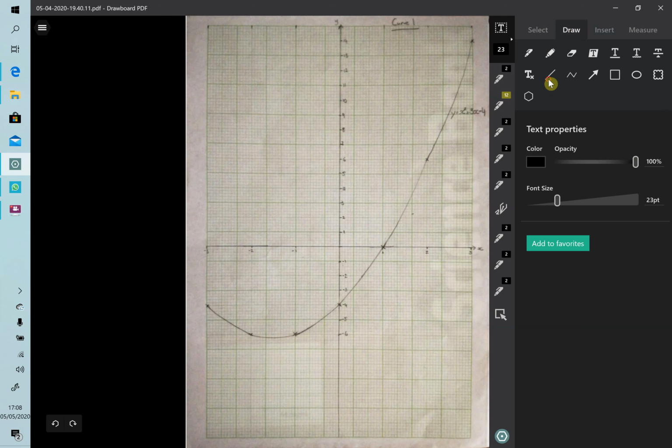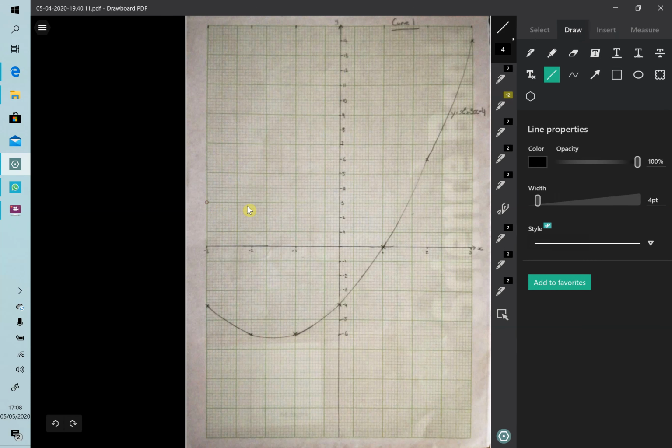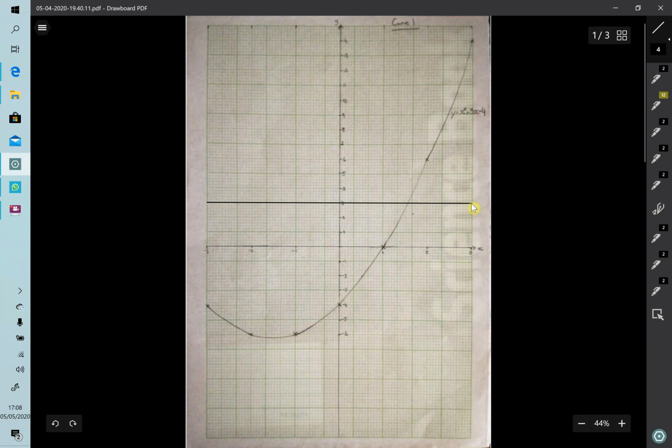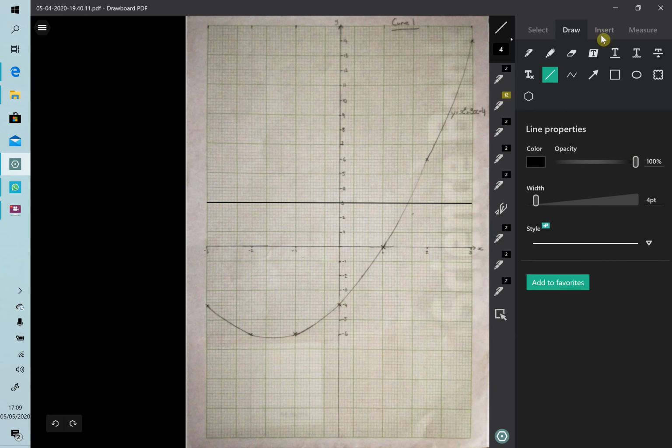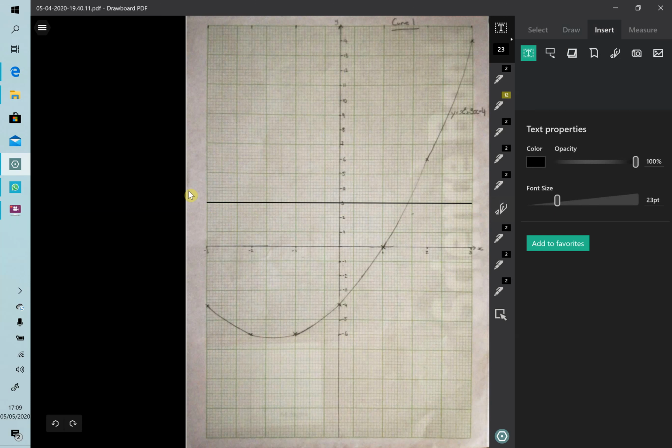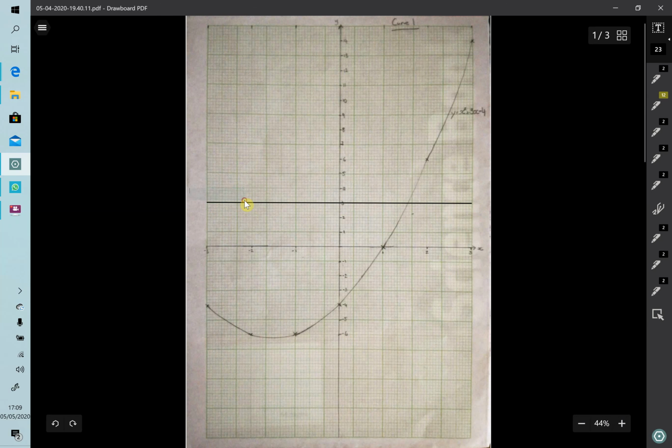y equals 3 again. Text, insert, I'm going to increase it. I think I did the line. So I have to remember y equals 3. It's next to it. Let me press enter so that I do it even closer.